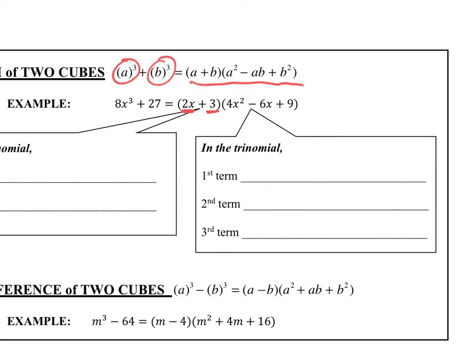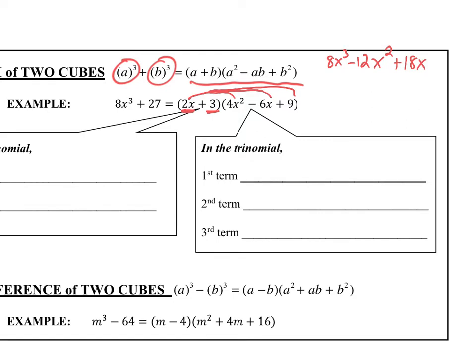But let's go ahead and distribute this. So I'm going to multiply 2x times 4x squared. That's going to be 8x cubed. Let's do 2x times negative 6x. That's going to be negative 12x squared. 2x times positive 9 is 18x.